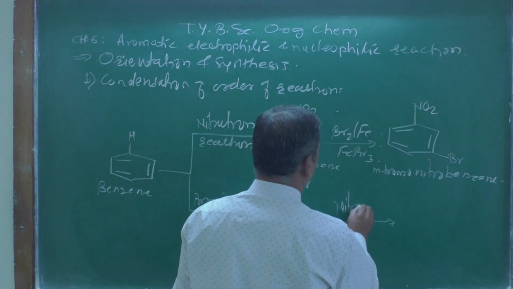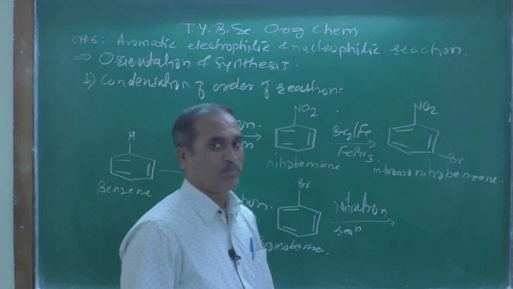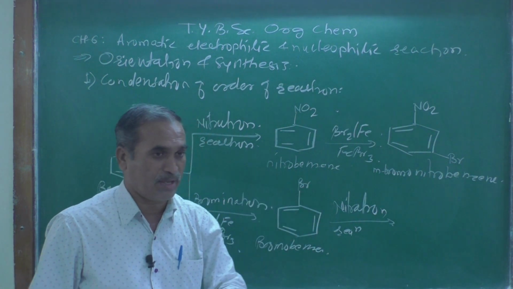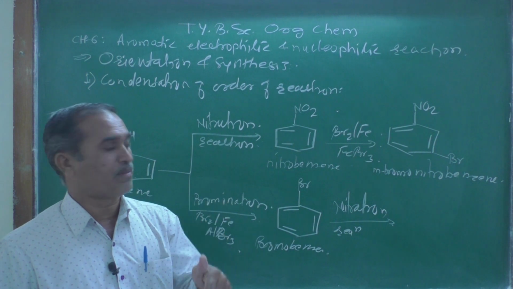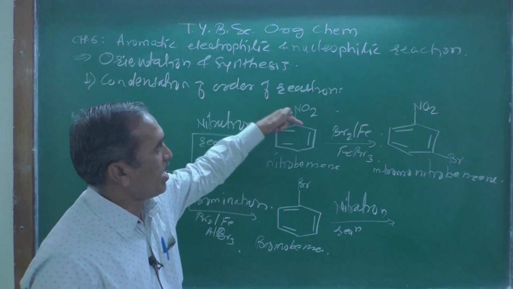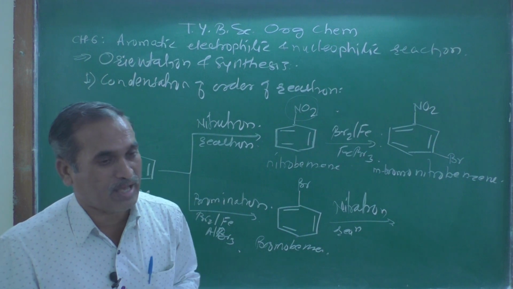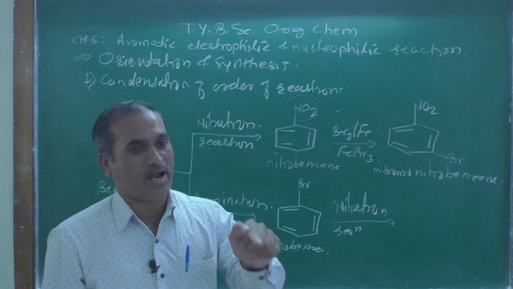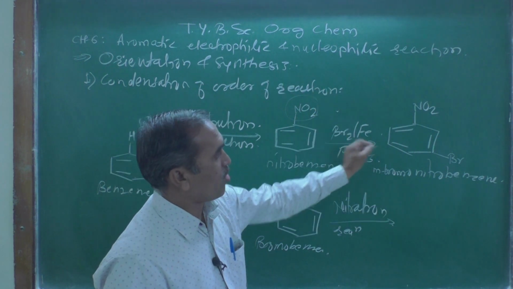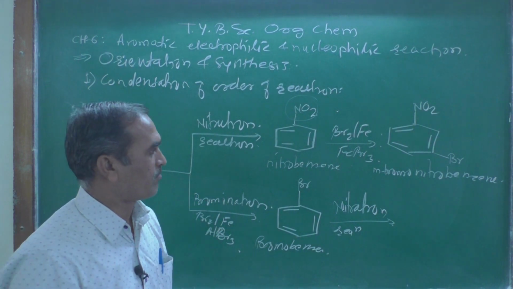If you do the nitration here, what do you get? As we know, the group directs the type of product formed. Look at this NO2 group: what kind of director is it? It is a meta director, and that's why Br attaches at the meta position, which is the exclusive product we get.